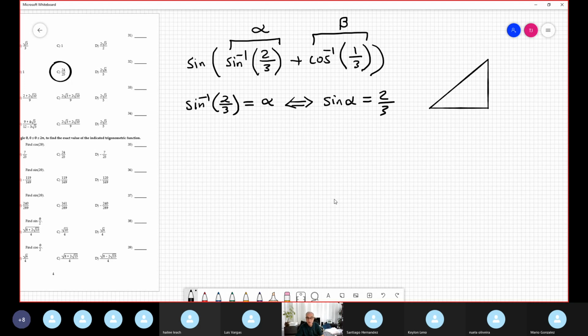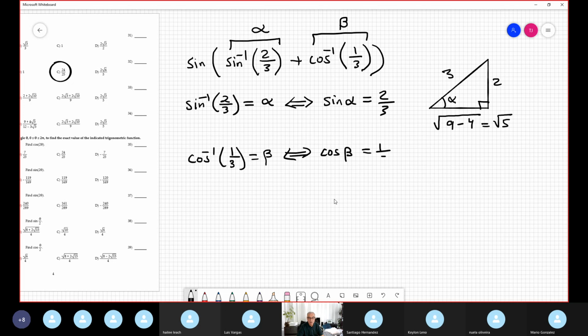You see that if you define this as alpha, sine is opposite over hypotenuse. I have to find the other leg because we need definitely the square root of 3 squared, that is 9, minus 2 squared, that is 4, it's radical 5. And for a moment, leave it like that. We dedicate the time now to the beta. Cosine inverse of 1/3. I call beta. Or the same idea, that cosine beta is 1/3.